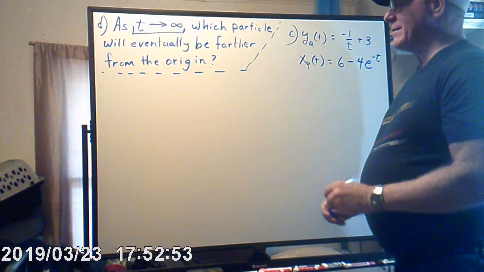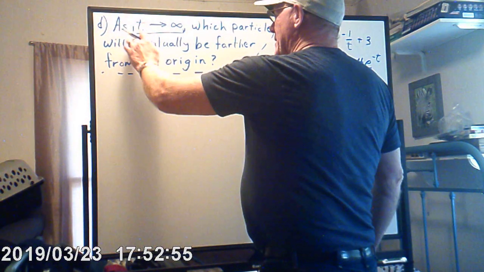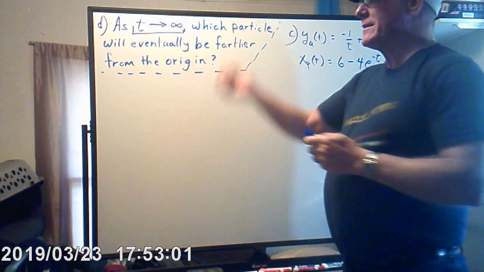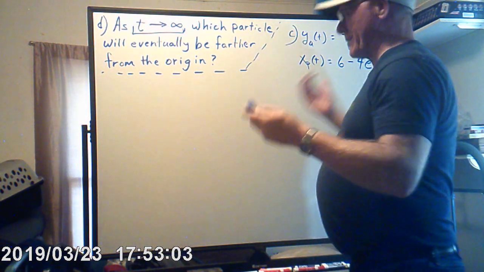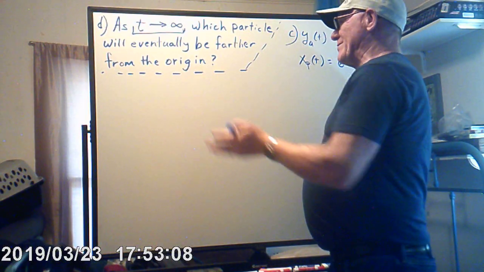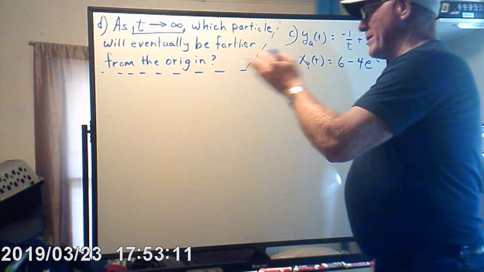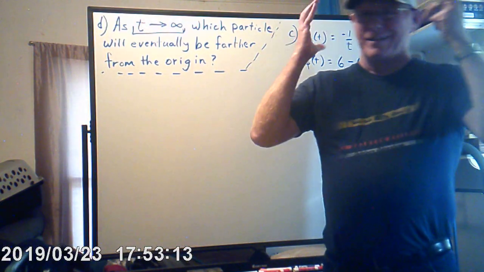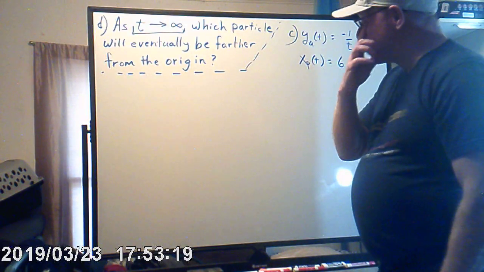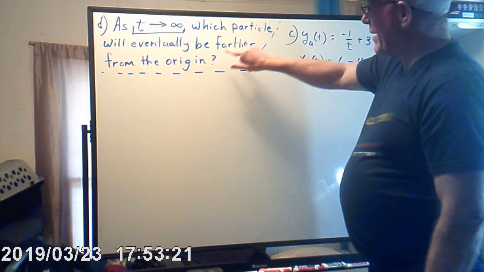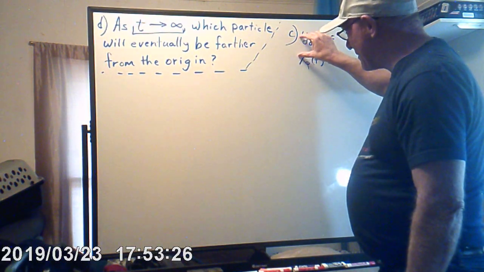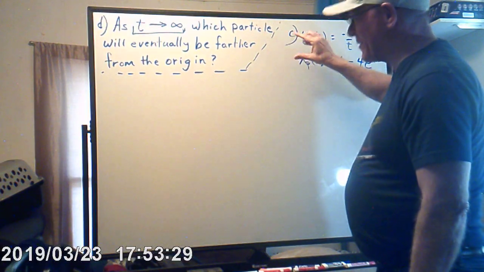Alright, now, as t, now I kind of boxed that in for a reason there. As t approaches infinity, positive infinity. Of course it's going to be positive infinity because t is greater than 0. Which particle will eventually be farther from the origin? Now this looks like I don't know what to do. You just have to think about it just a little bit. We're talking about distance, aren't we? So we need both distance or position equations to figure this out.